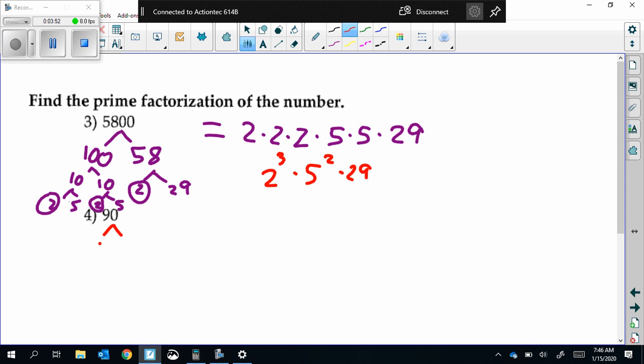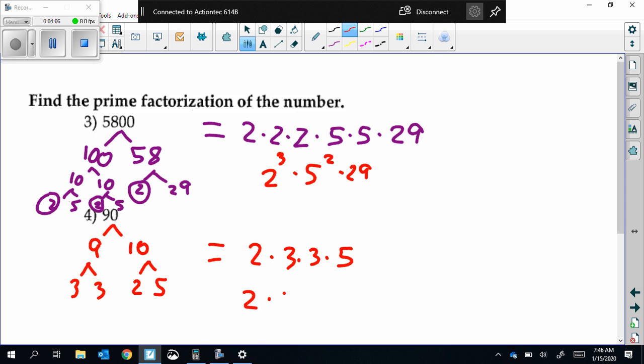For 90, we do the same thing. That's 9 times 10. 9 is 3 and 3. 10 is 2 and 5. So that is 2 times 3 times 3 times 5. Or you could have said 3 squared. Those are both good, with or without exponents.